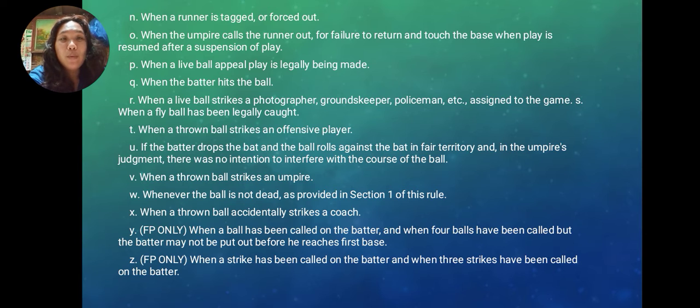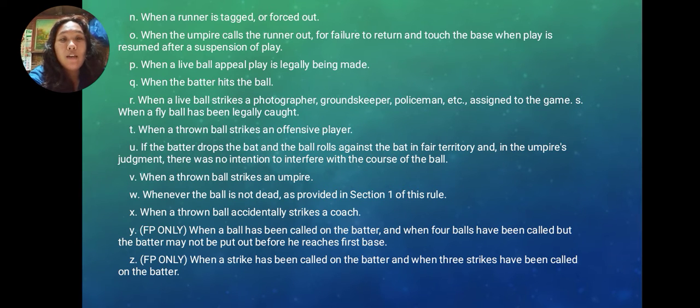For letter P, when a live ball appeal is legally being made. Then for letter Q, when the batter hits the ball. For letter R, when a live ball strikes a photographer, groundskeeper, policeman, etc. assigned to the game. Letter S, when a fly ball has been legally caught. Then letter T, when a thrown ball strikes an offensive player.